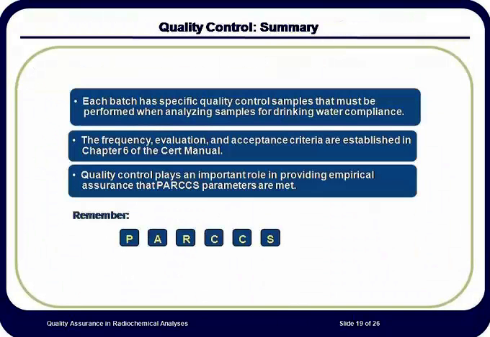The analyst must use quality control analyses both for the instrument and for the method. Most of these analyses are to be plotted on control charts that have predetermined limits of acceptance. The frequency of these control samples is described in Chapter 6 of the Certification Manual. The acceptable performance of these control samples ensures that the PARCCS parameters for the analytical process will be successful.